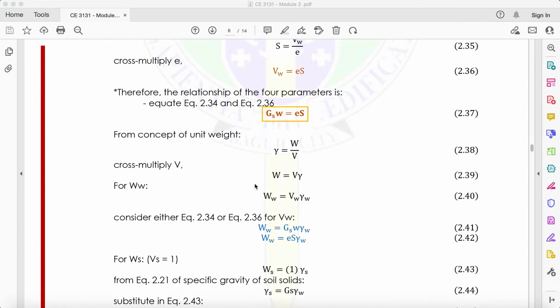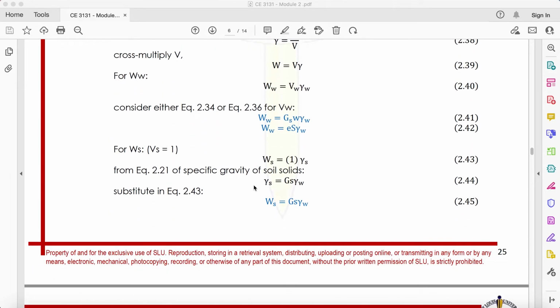So going back to our solution, Ws is equivalent to the volume of the soil times the unit weight of the soil. But since the volume of the soil is equivalent to 1, Ws here is equivalent to the unit weight of soil. Now coming from equation 2.21 of specific gravity of soil solids, unit weight of soil is equivalent to Gs times the unit weight of water. Now we substitute the value of the gamma s with Ws. Therefore, the weight of soil is equivalent to the specific gravity times the unit weight of water.